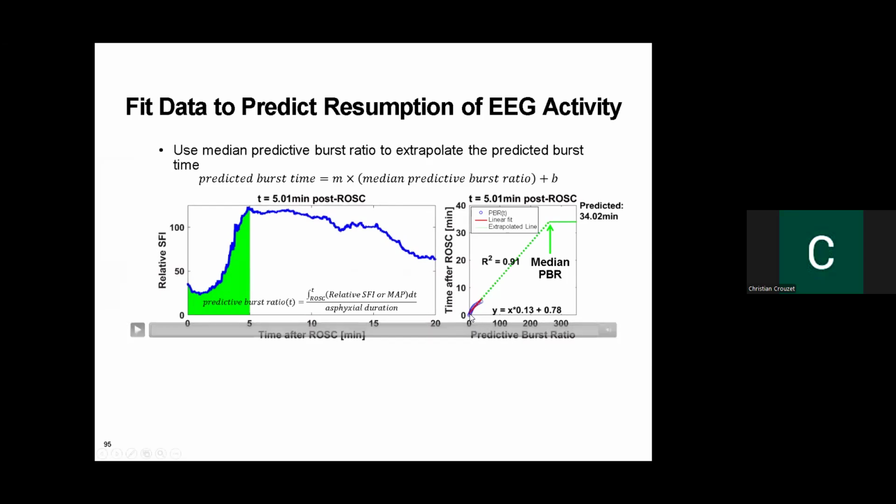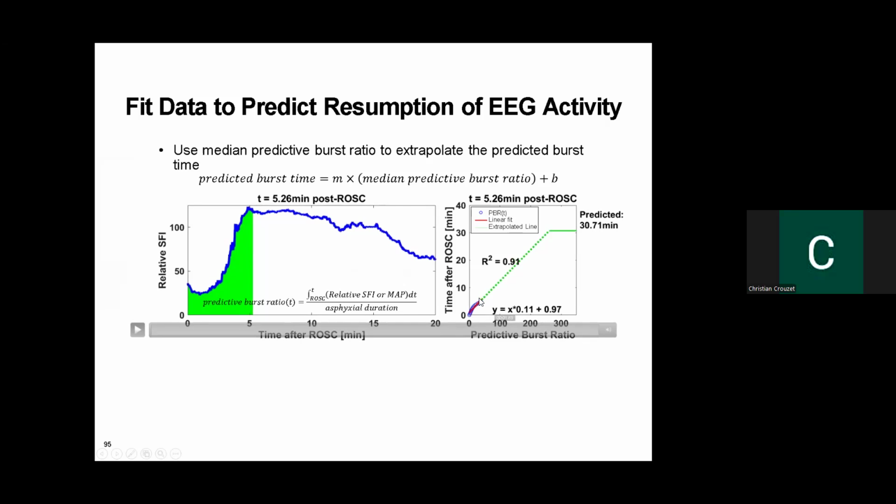And what we did is we fit a line to that predictive burst ratio that was 5 minutes in length. So starting at 5 minutes, we're like, hey, right now the prediction says it's going to be 34 minutes after resuscitation. But we wouldn't actually accept that because this R squared value is not a good enough fit for what we were doing. So we would say that the R squared would need to be greater than 0.98, comparing the actual data, the blue circles, to the red line.